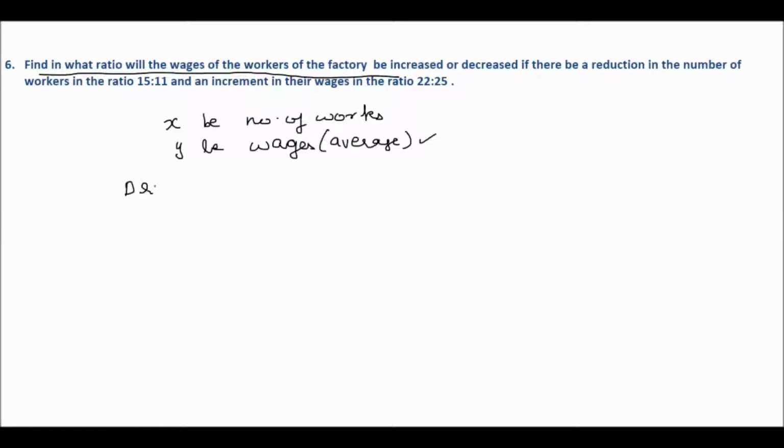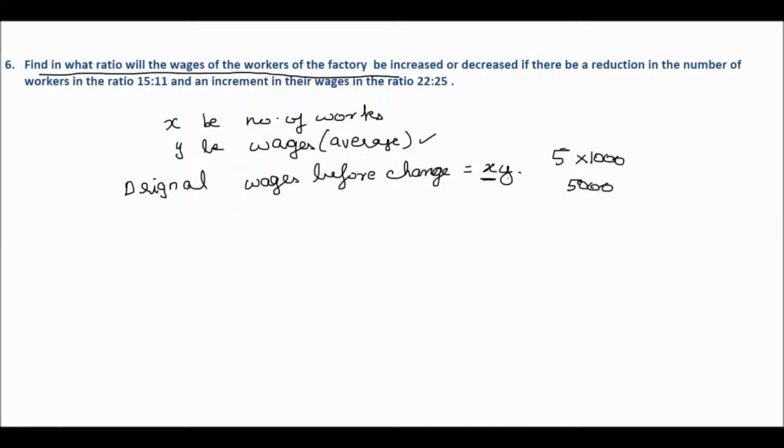The original wages before change is equal to x into y. Why am I writing x into y? Suppose there are 5 workers and each worker is given 10,000 salary, then the total wage is 50,000. In the same way, the number of workers into the wages, x into y, before change. Let it be equation number 1.